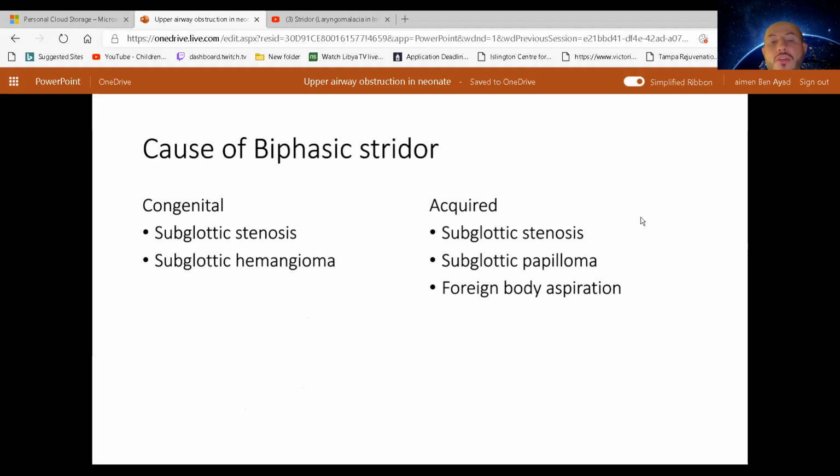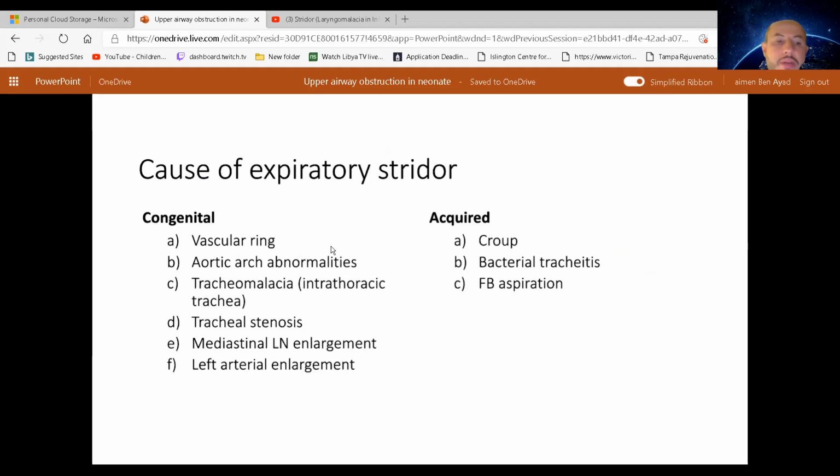Biphasic stridor is mainly at the level of the vocal cords or the subglottic region. The subglottic is the most common area of narrowing, so we have subglottic stenosis or hemangioma. Versus in the acquired causes later on, it might be stenosis, papilloma, or foreign body aspiration.